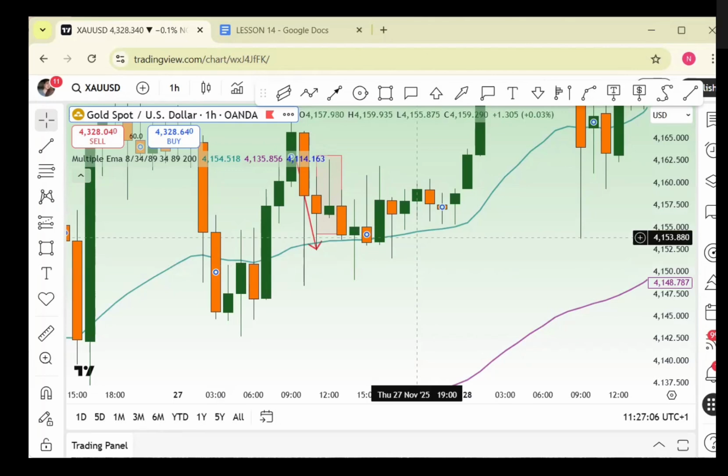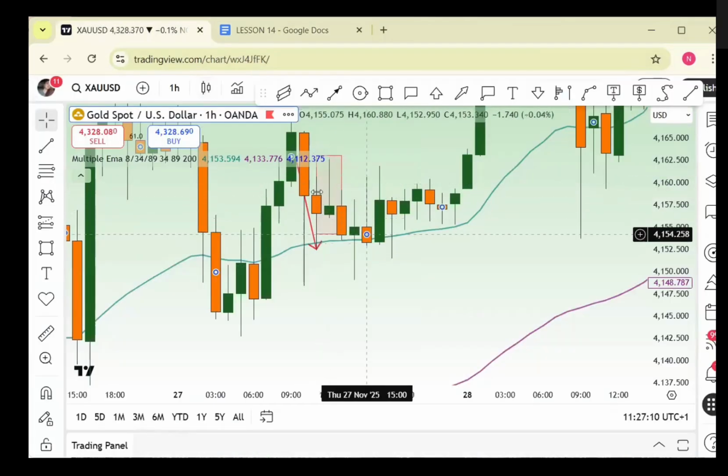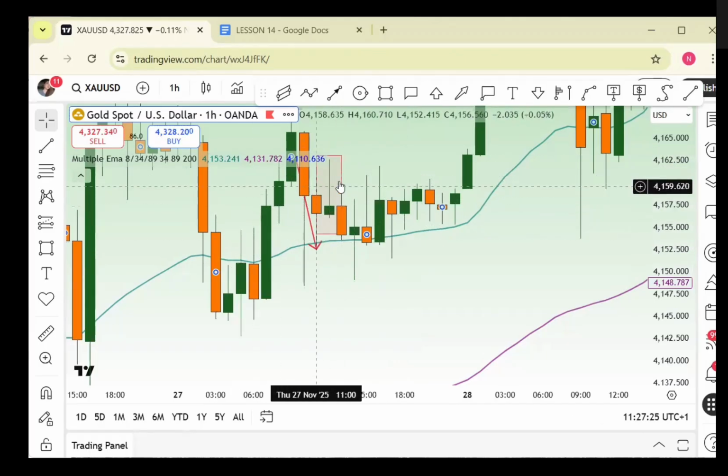That's why, when we see a busted pattern like this example that hits the stop loss, it's now bearish. I will follow the sellers and enter the sell immediately. And remember, set the stop loss higher than the previous high.